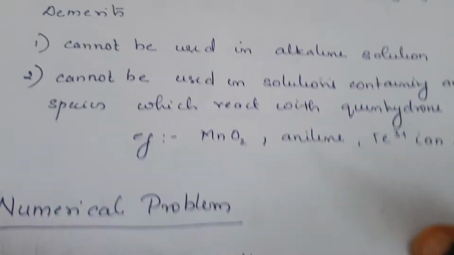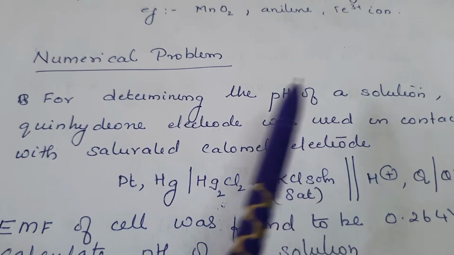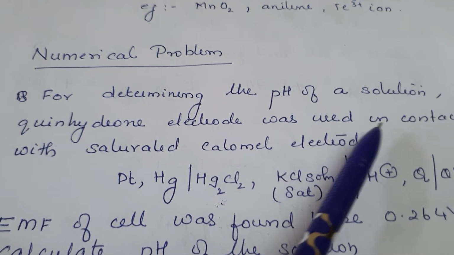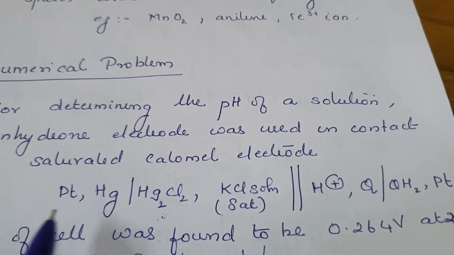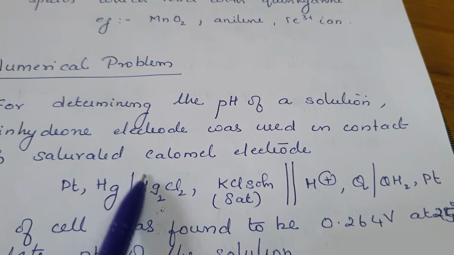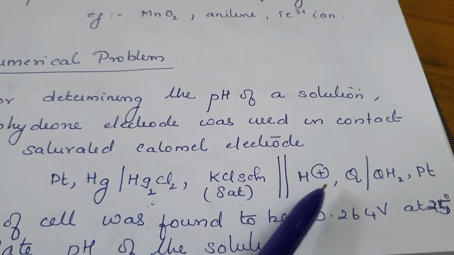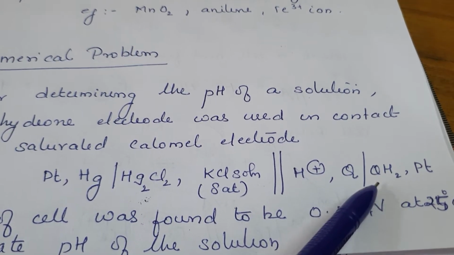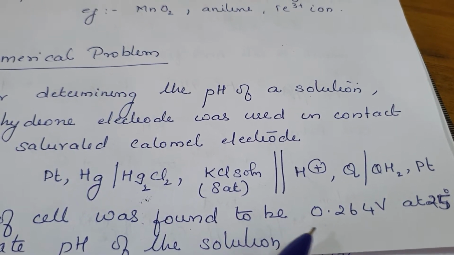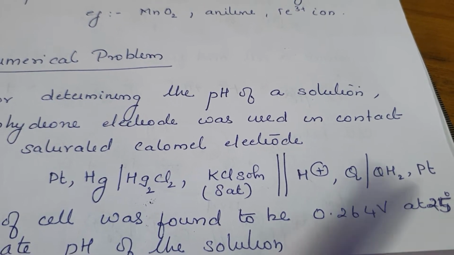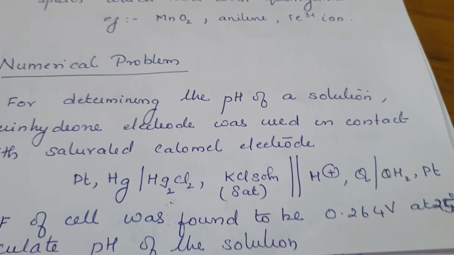Okay. Now we'll see a numerical problem for determining the pH of a solution. A quinhydron electrode was used in contact with a saturated calomel electrode. So what galvanic cell does it produce? Platinum, Hg, Hg2Cl2, KCl solution saturated, salt bridge, H+, quinone, hydroquinone, platinum. This is the setup. EMF of the cell was found to be 0.26 volt at 25 degrees centigrade. Calculate the pH of the solution.